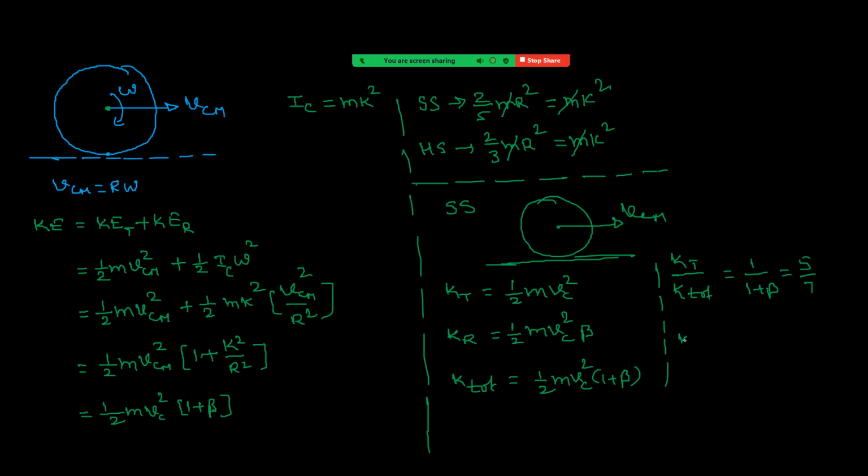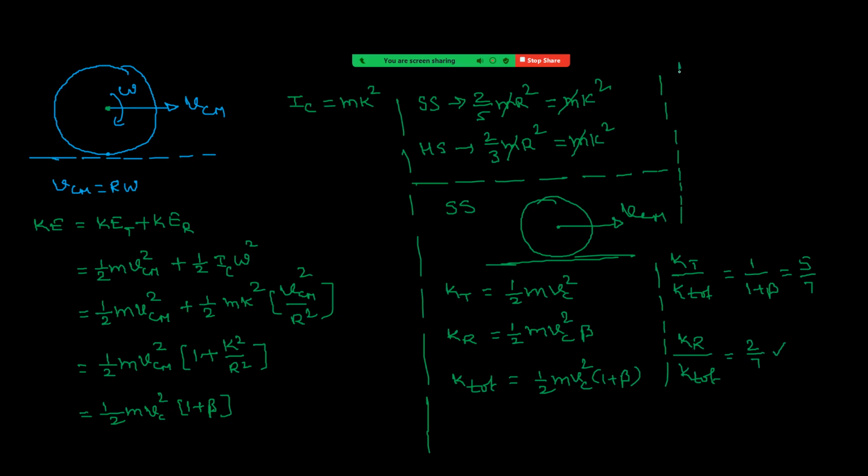What is the fraction of kinetic energy because of rotation? Remaining is now 2 by 7, right? Because total value is 1 fraction. This is 5 by 7. See the calculation: 1 plus 2 by 5, 5 plus 2, 7. It is 5 by 7. Remaining is 2 by 7. If they want percentage, then what we have to do? Multiply with 100.